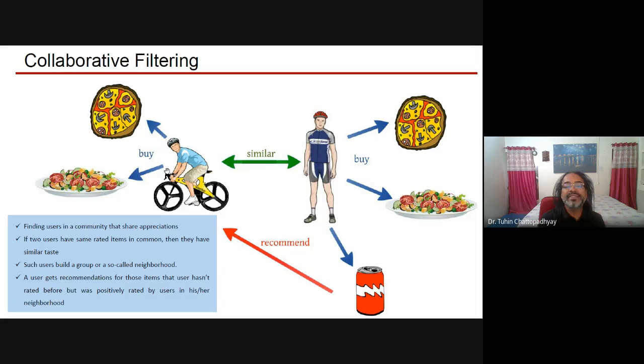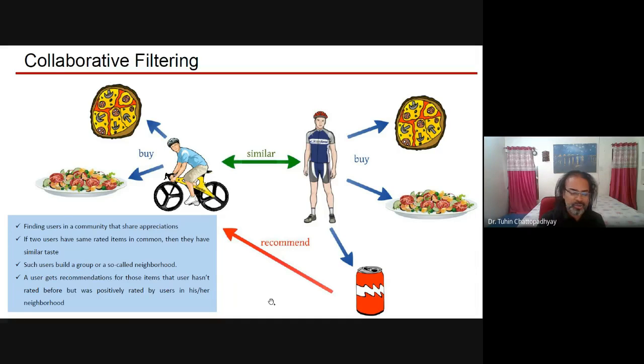These two guys are similar, right? Why are they similar? They're sports persons, as you can see. This guy takes pizza, this guy prefers the salad, this guy prefers a beer, a Coke. These two guys are similar. This guy also loves having pizza, loves taking the salad. So a beer or a Coke can be recommended to this guy. That's the underlying philosophy of this model.